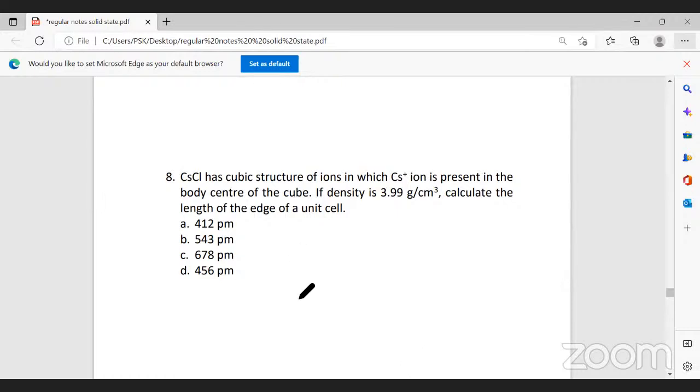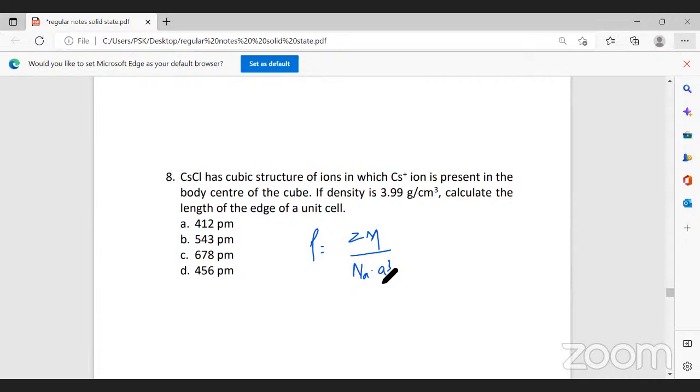Now, can I say cesium chloride has a cubic structure of ions in which the cesium ion is present in the body center? All right. If the density is 3.99, calculate the edge length. Now we know density is equal to ZM by Na into a cube.